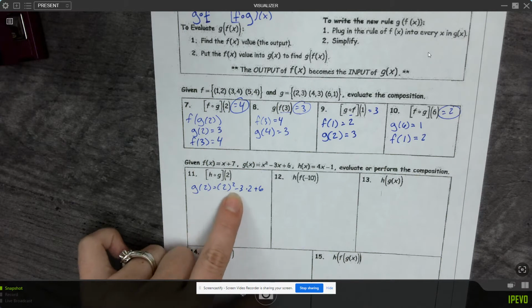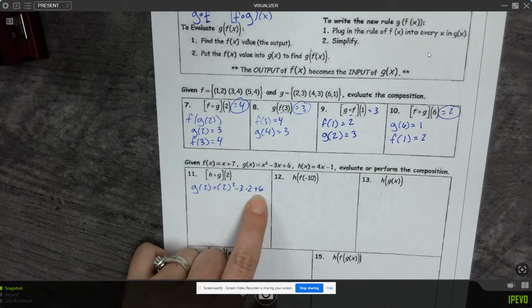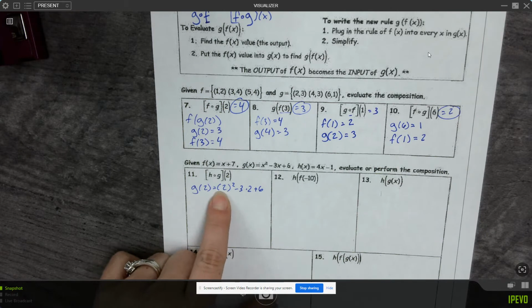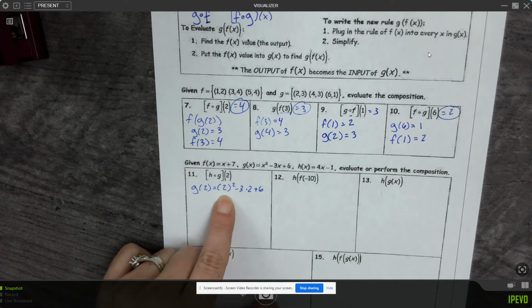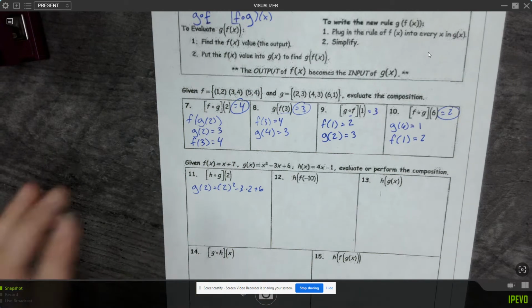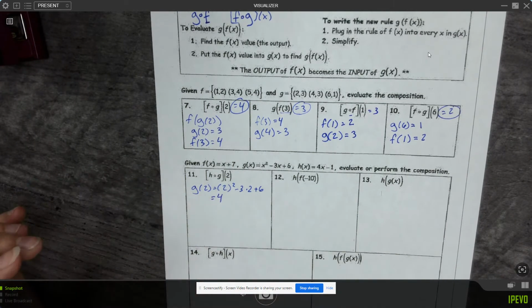So (2) squared minus 3 times 2 plus 6. Noticing I did put this one in parentheses. Whenever you're squaring something, make sure you put the thing you're squaring in parentheses, the squared on the outside. When we do that, we get 4.